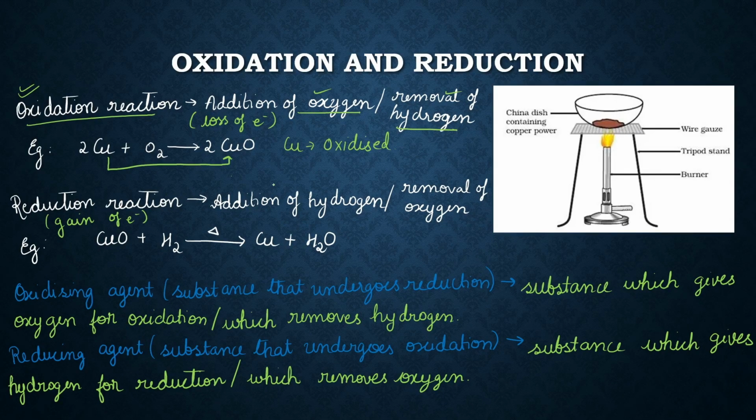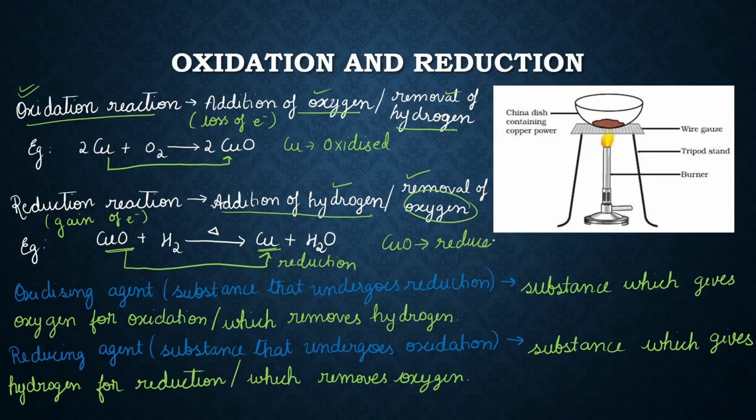Now, next is reduction reaction. Reduction is just opposite to oxidation. So here the addition of hydrogen must happen or the removal of oxygen must happen. See here, I have copper oxide treated with hydrogen gas to form copper and water. Now, here I have oxygen on the reactant side, but in the product, the copper has lost oxygen. So removal of oxygen has happened. If it's a removal of oxygen, then it is referred to as reduction. So here copper oxide has been reduced. Okay.